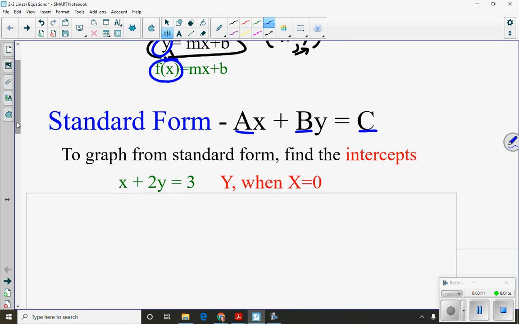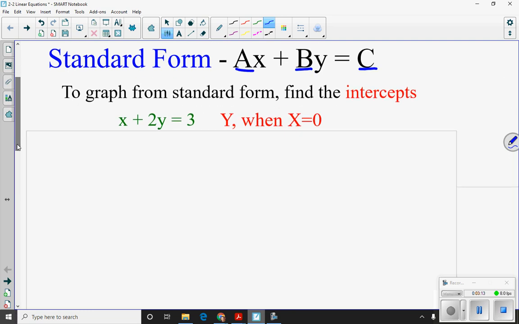Say x plus 2y equals 3. Seems pretty easy enough. To find the intercepts, we're going to plug in 0 for each x and y. Let's first put in a 0 in the x spot. If I put a 0 in the x spot, I'm going to have 0 plus 2y equals 3. Well, now that I replaced x with a number, I can solve for y.